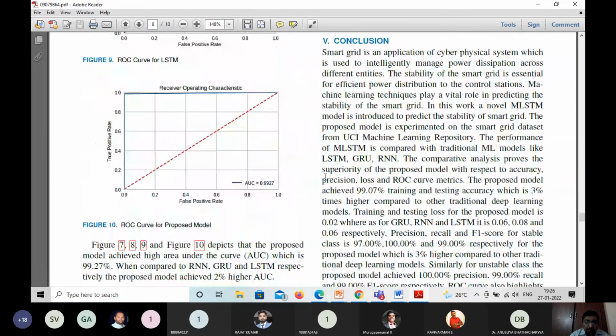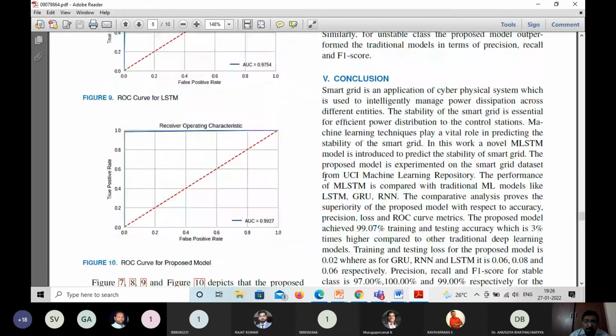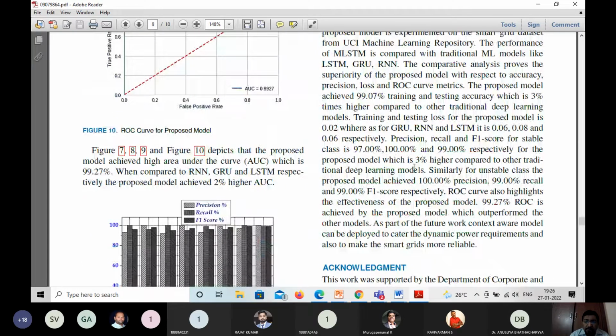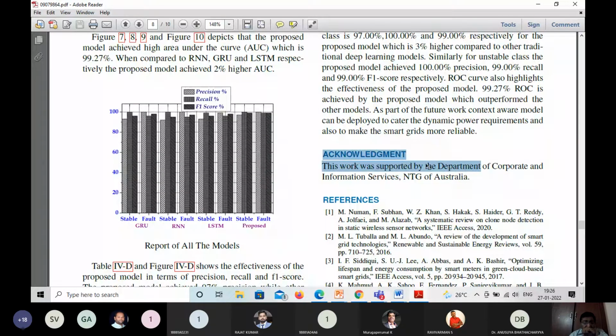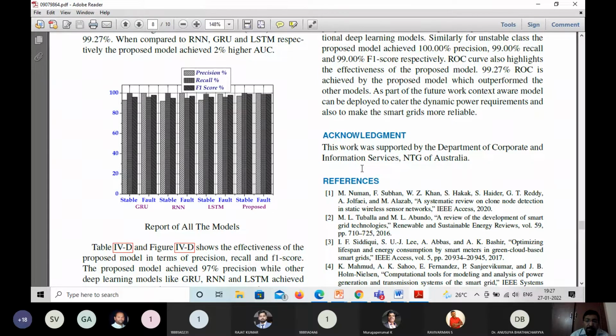And also, as I said, we need to talk about the future work, and also sometimes the acknowledgement. This was also supported by the Department of Corporate and Information Service, that is NTG of Australia. So some kind of funding was provided for this particular work, and we can also highlight that in the acknowledgement.